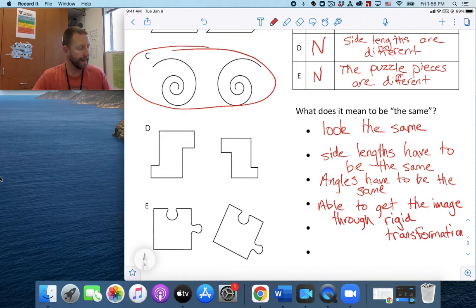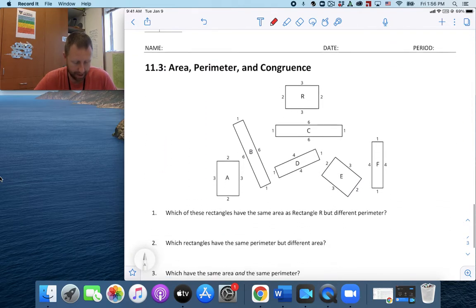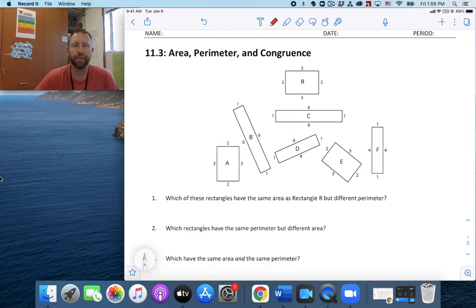What we're going to look at next is these different rectangles. So I'm on to page 43 now. We have all of these rectangles. Luckily for us, they're labeled A, B, C, D, E, F, and then R is our one at the top there. It says here, which of these rectangles have the same area as rectangle R but different perimeters?